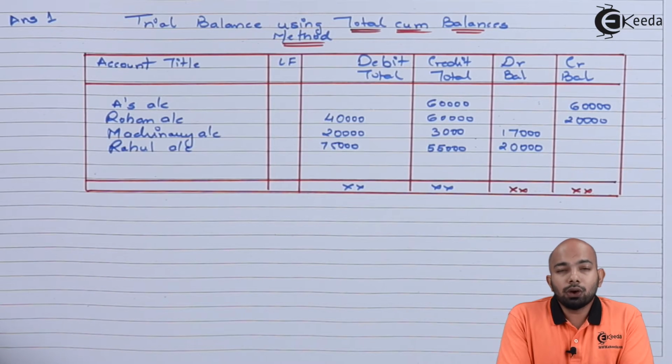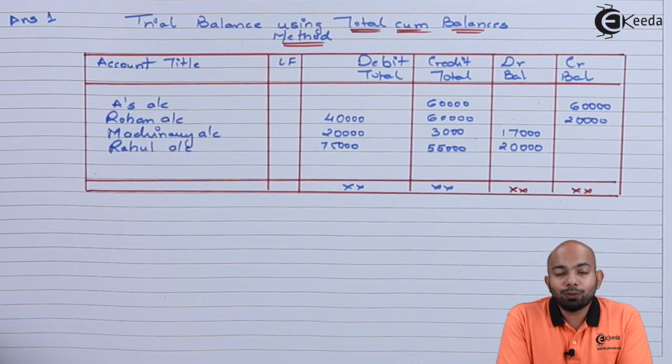So, when we talk about the total cum balances method, we'll have 4 columns in total for the amount section. One being debit total, second being credit total, third being debit balance, fourth being credit balance. Nothing has to be done here. We have to merge both the methods that we used earlier.